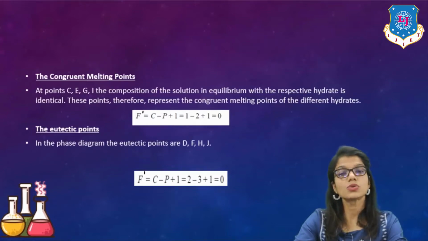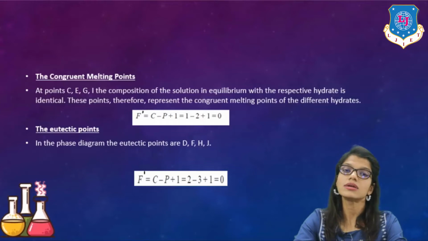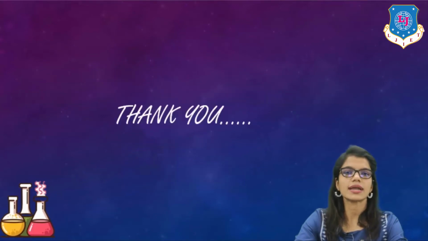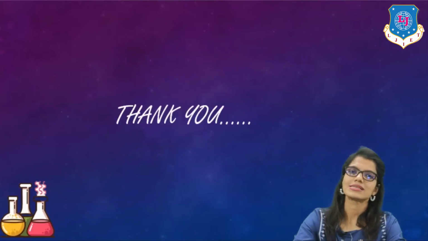Now, next are the eutectic points. Which are the eutectic points present? So D, F, H and J are considered as eutectic points. F dash for them becomes 0, where 3 different phases and 2 components are in equilibrium with each other. In this manner, we can understand the ferric chloride and water system.